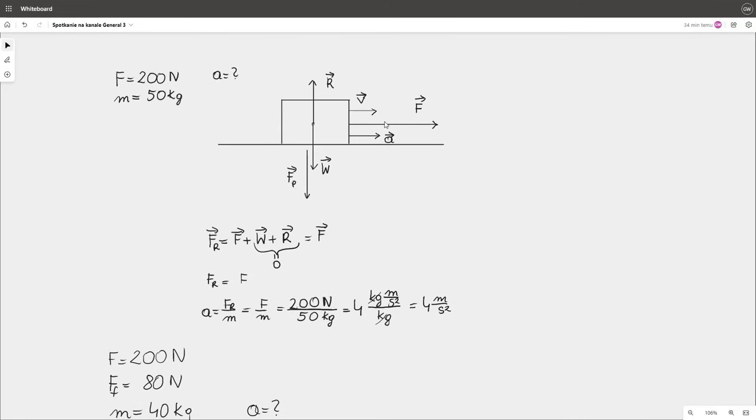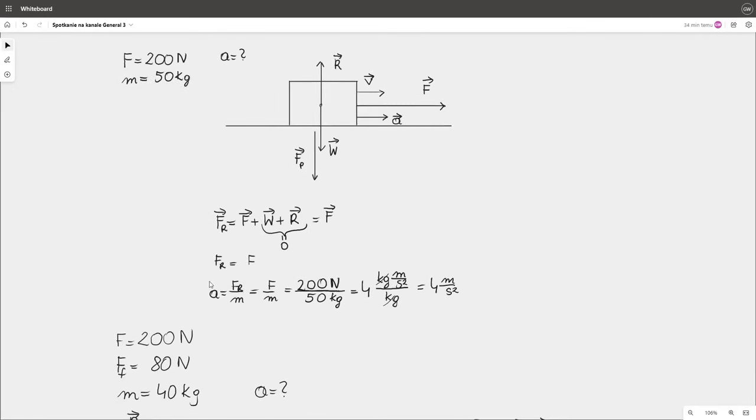In both cases, when the body was initially at rest or it was moving, the body will move in uniformly accelerated rectilinear motion. Magnitude of acceleration is equal to magnitude of external force divided by mass. You can see it here.